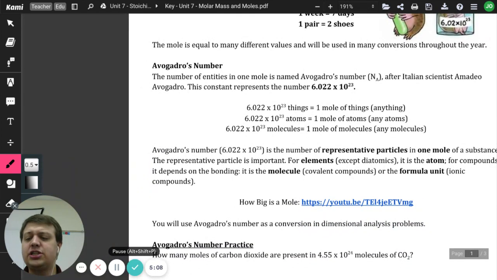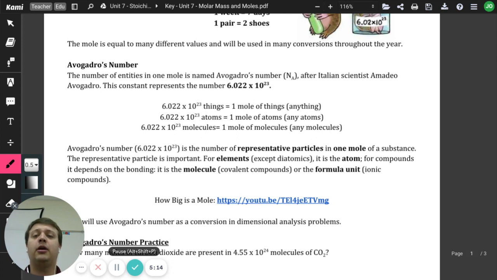So again, it just is going to represent an amount. Now, things that it could represent, again, we typically would use it for anything, but the main focuses are going to be stuff like representative particles or elements or atoms or ions or formula units, which is specifically for ionic compounds, or molecules, which is specifically for covalent compounds. So it can be all these different things, but again, it just represents an amount.